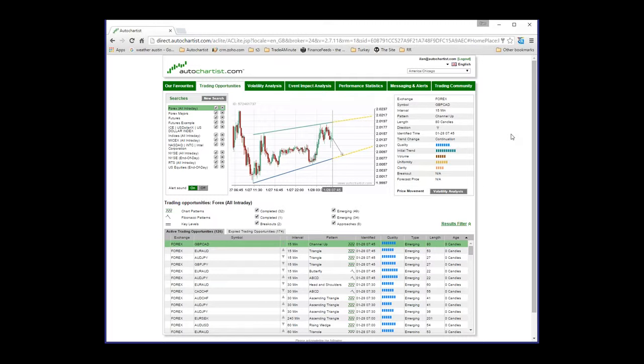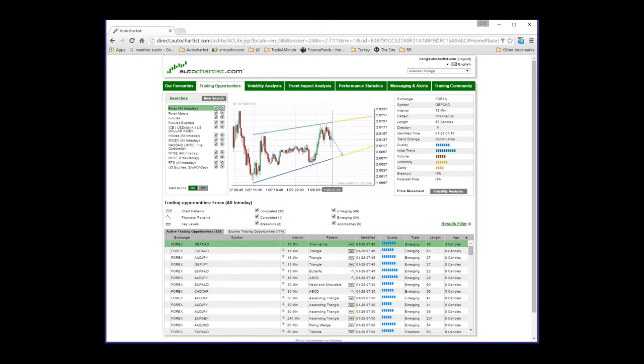When you log into the Autochartist web application, this is what it looks like. We're seeing a lot of brokers that provide our service actually moving away from our web application and doing more integrations into their web platforms. But I use the web application for demonstration purposes because it covers all the major topics that I want to show.